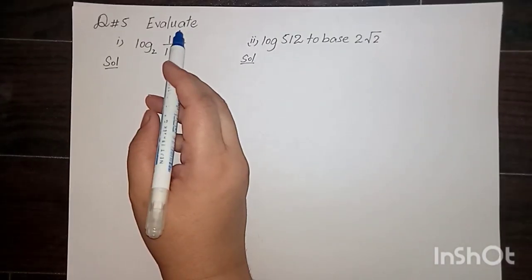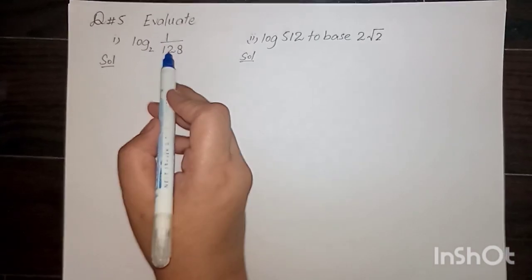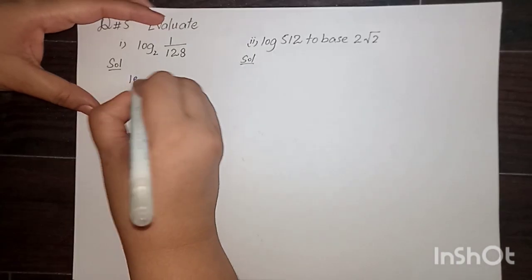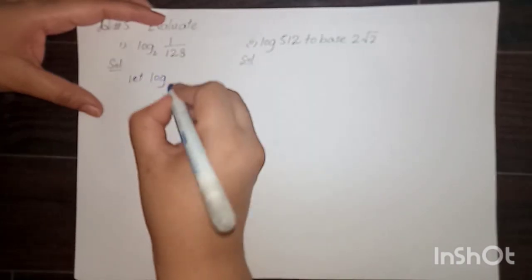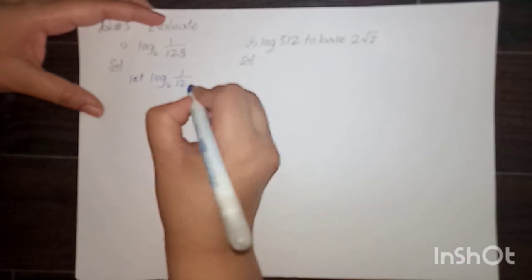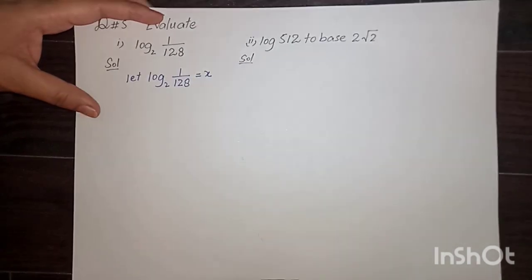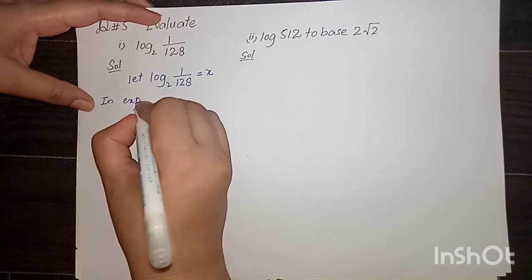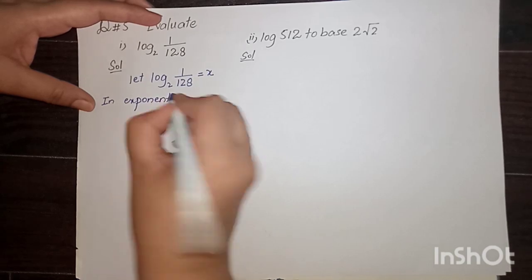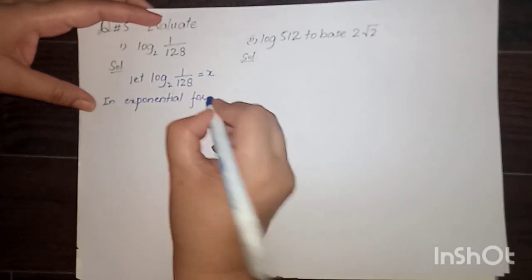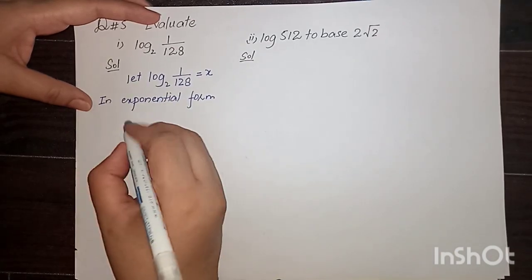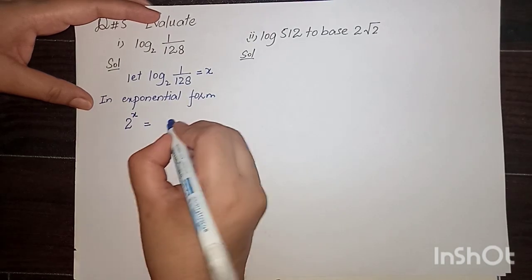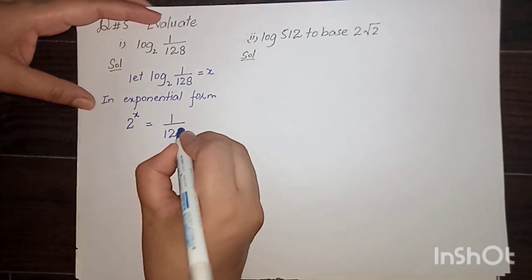Now question number 5 is evaluate log base 2 of 1 over 128. So first of all we will let it equal to a variable. I will write log base 2 of 1 over 128 is equal to x. Now we will convert it into exponential form. So in exponential form this is equal to 2 to the power of x is equal to 1 over 128.